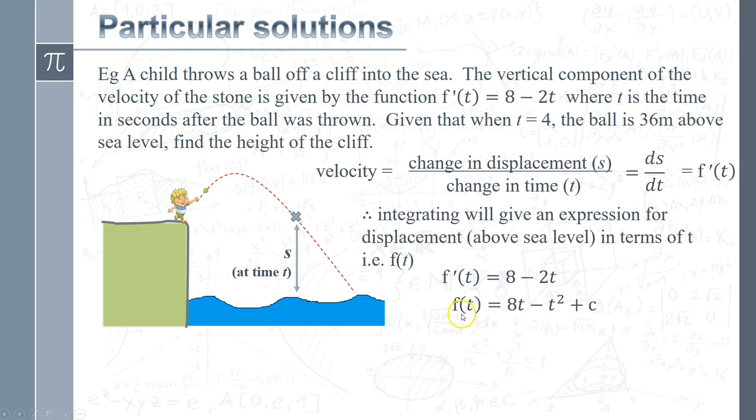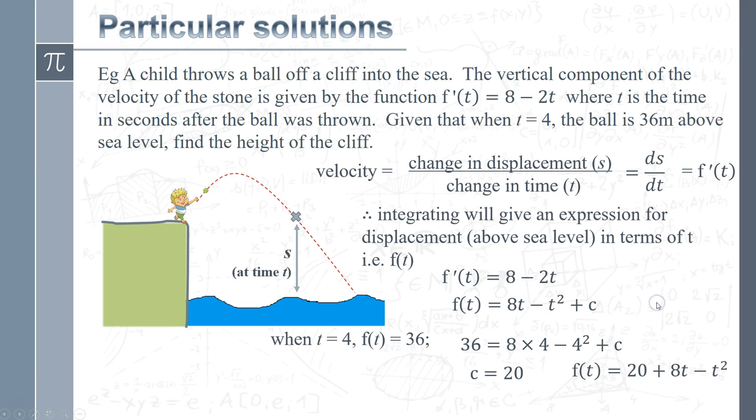And it's at this point we're going to use the information that we're given, because what we've got here is our function in terms of time. And we're told when t equals 4, the ball is 36 meters above sea level. So let's take that information exactly the same way as we saw on the previous slide, plug it in, so we've got that expression there, and that allows us to find c, so we've got c equals 20. So there it is, there's our function in terms of time, and that's the thing that tells us the height of the ball above sea level at any given time.